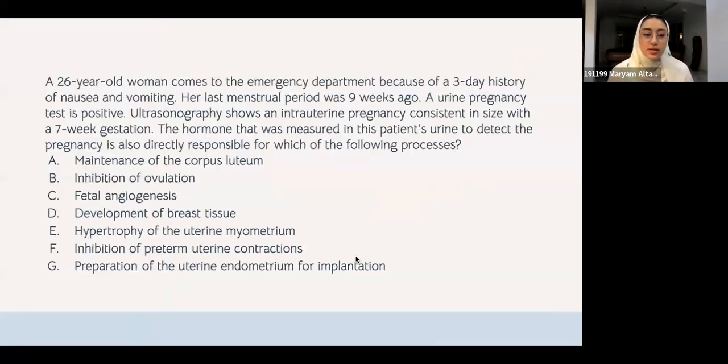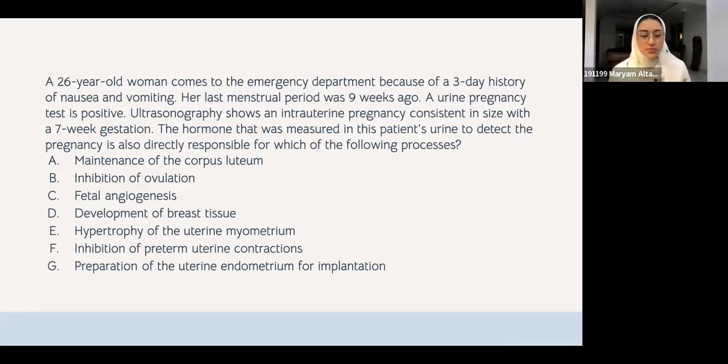Okay, amazing. All right, so let's get back to this question. A 26-year-old woman comes to the emergency department because of a 3-day history of nausea and vomiting. Her last menstrual period was 9 weeks ago. A urine pregnancy test is positive. Ultrasound shows intrauterine pregnancy consistent in size with a 7-week gestation. The hormone that was measured in this patient's urine to detect the pregnancy is also responsible for which of the following processes?